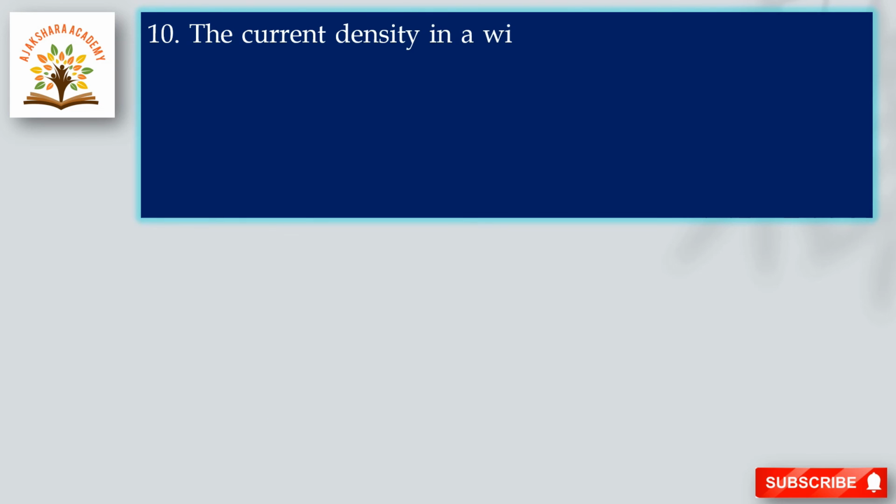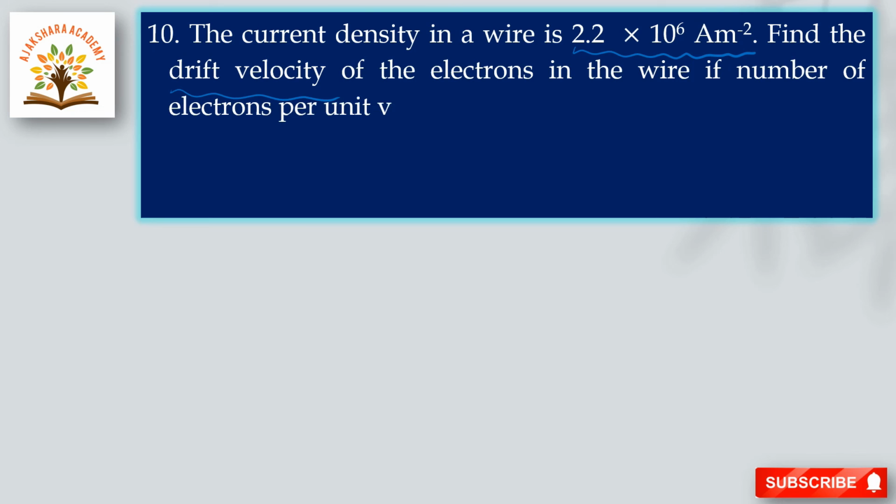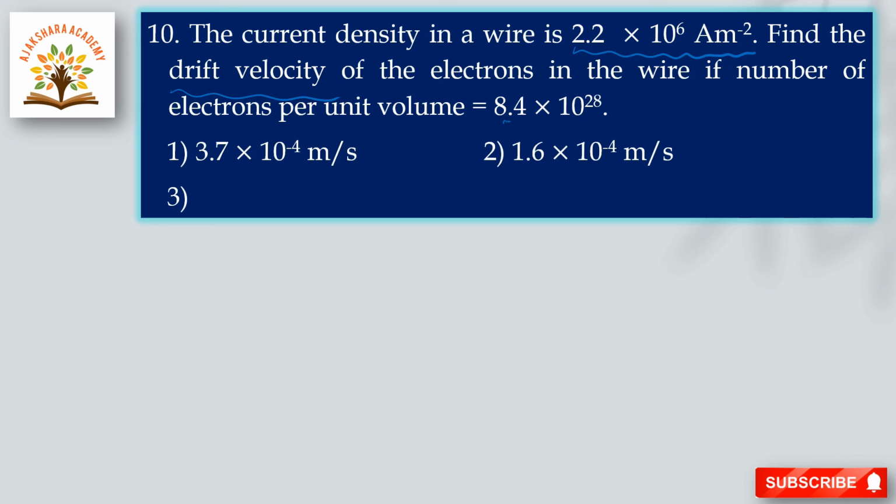The current density in a wire is 2.2 into 10 to the power of 6 ampere meter to the power of minus 2. Find the drift velocity of the electrons in the wire if the number of electrons per unit volume is 8.4 into 10 to the power of 28. Now here we have to calculate the drift velocity. Now let us go to the solution.